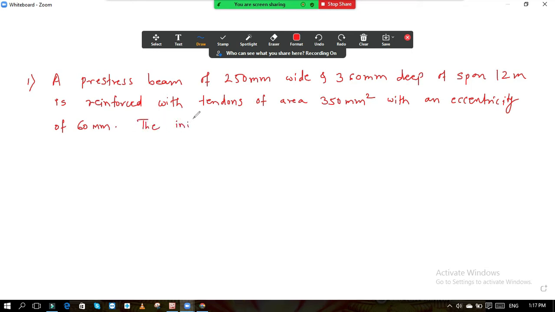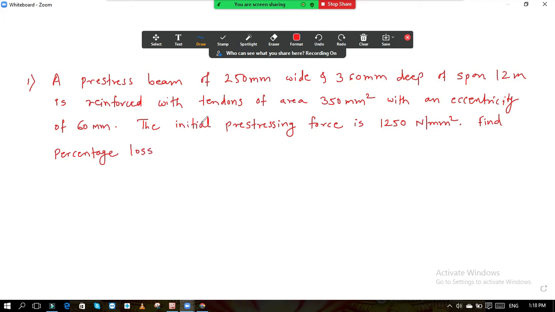The initial prestressing force is 1250 Newton per mm square. Find percentage loss if the beam is A, pretension, and B, if it is post tension.